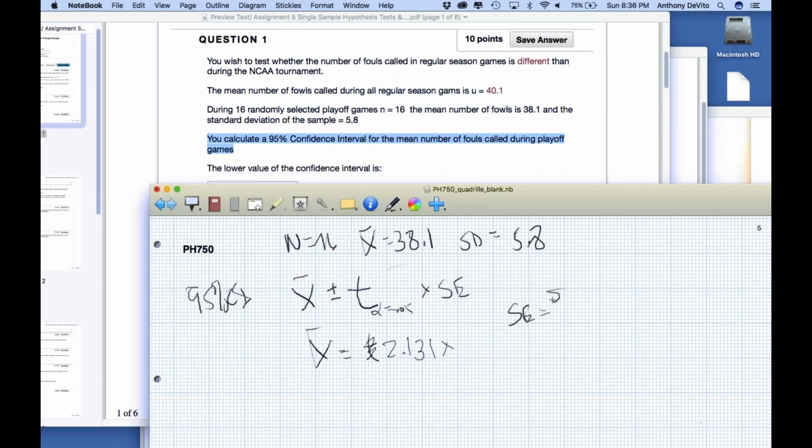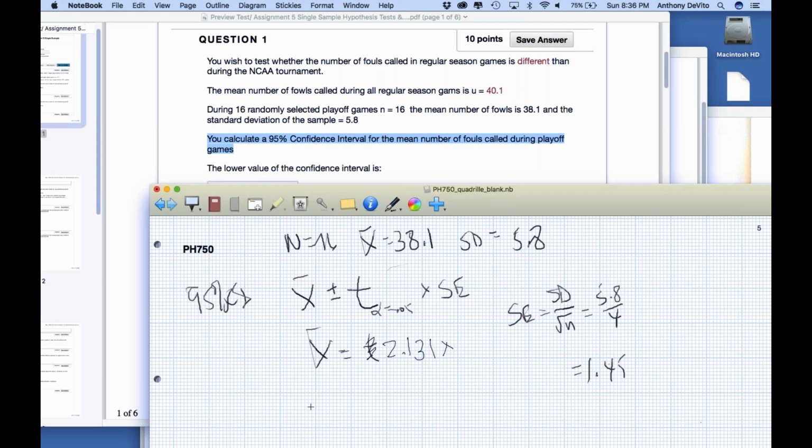My standard error, since I don't know sigma, is equal to the standard deviation over the square root of n. It's going to be 5.8 over the square root of 16. The square root of 16 is 4. So that's going to be equal to 1.45, I think. 5.8 over 4, I think that's right, 1.45.